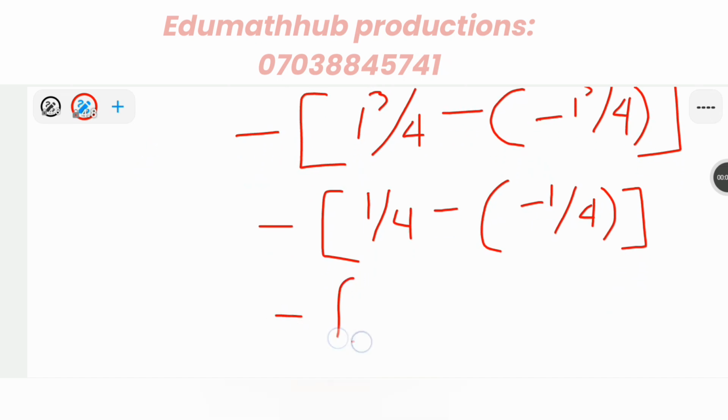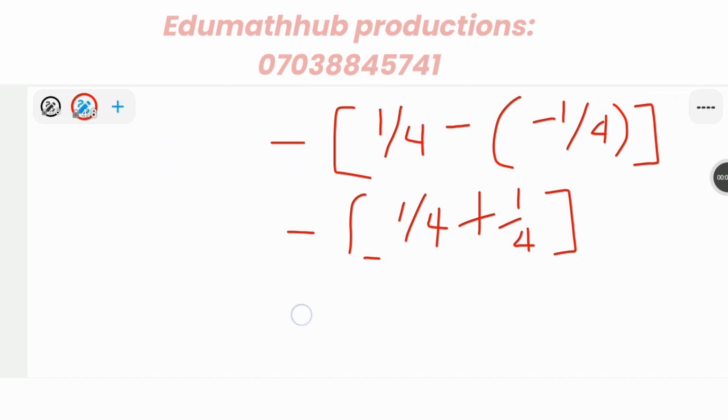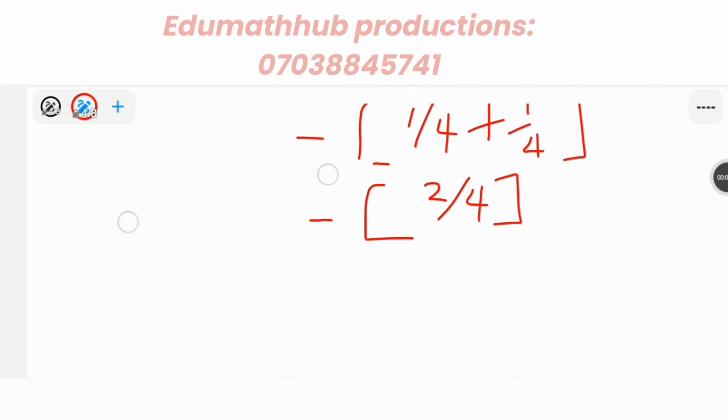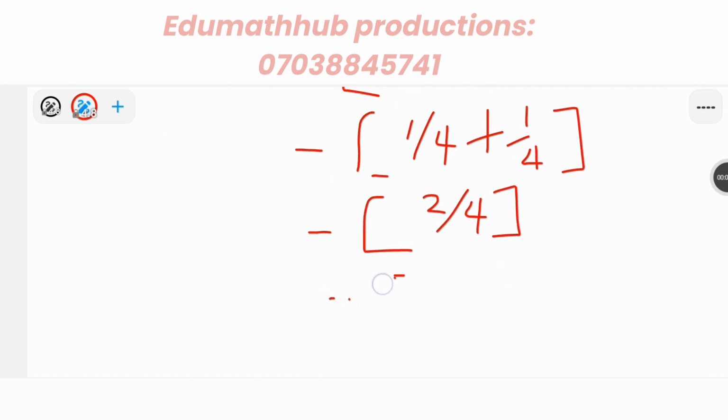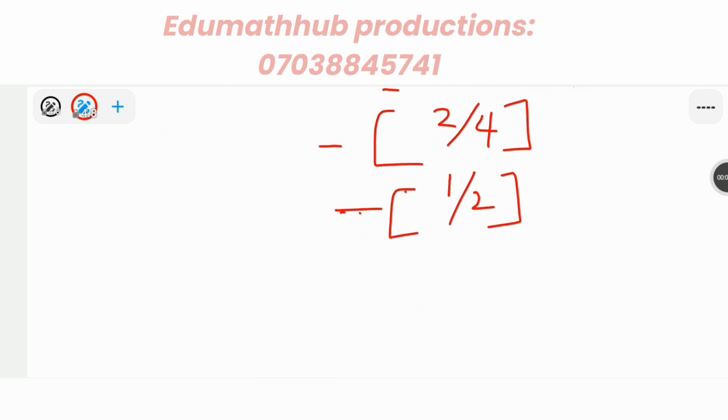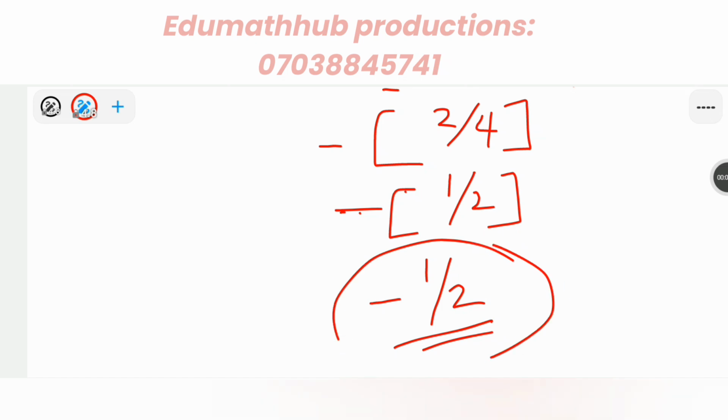So let's expand the minus, so that will be 1 over 4. Minus times minus is plus. That will be plus 1 over 4. That will be minus 1 over 4 plus 1 over 4. If you add it with the LCM method, you are going to get 2 over 4. Okay, so 2 over 4 is the same thing as 1 over 2 when you cancel. So that will give you minus 1 over 2 as the answer.